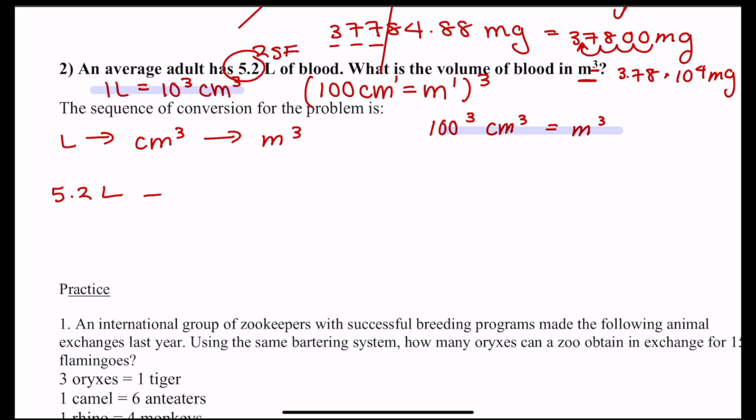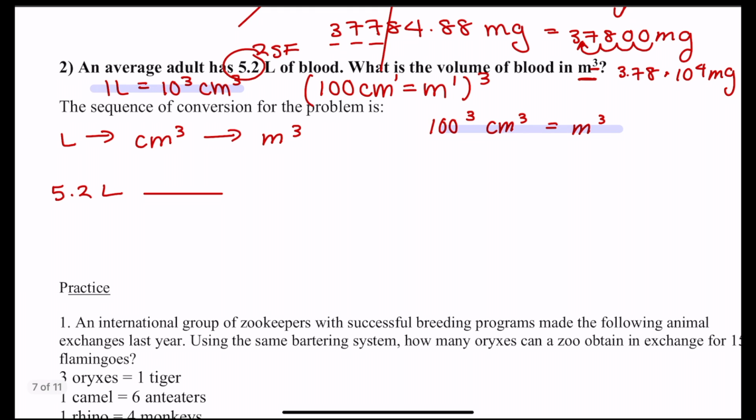So train track: we want to cancel out the liter, so 1 liter goes on the bottom, 10 to the 3rd centimeters cubed goes on the top, and that cancels out. That will equal 5,200 centimeters cubed.